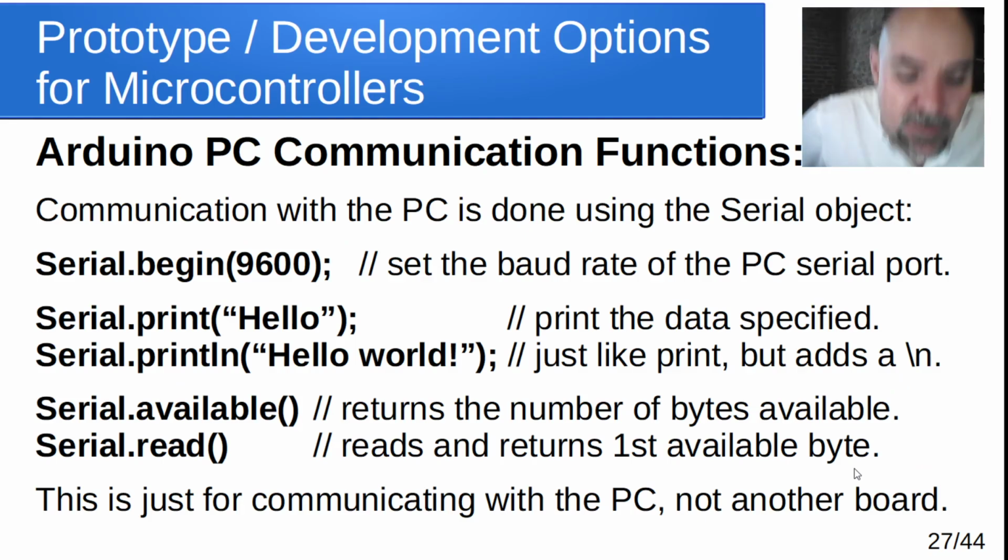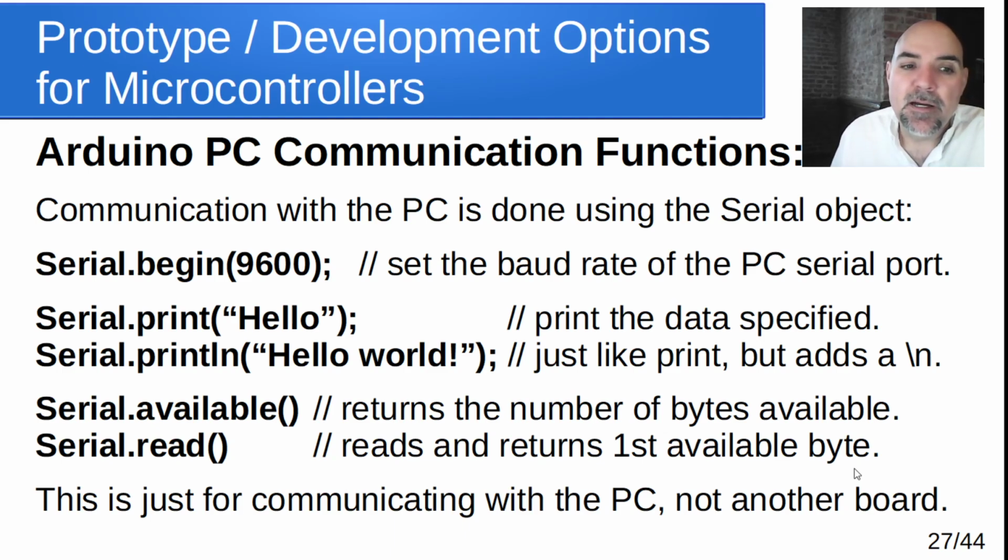Now, how do you talk to it from the PC for development or prototyping? Well, there's this serial.begin you can do. This would usually be done in the setup section of your code. But then we also have the serial.print that can send characters out after you start this. The 9600 is the baud rate of the PC serial port that you're setting up. So this is in bits per second.